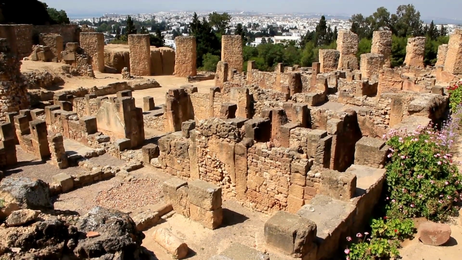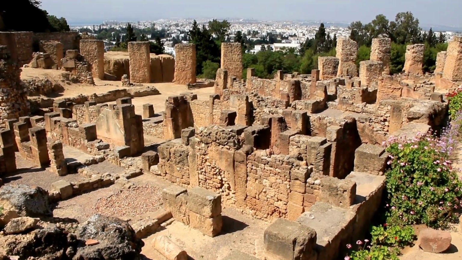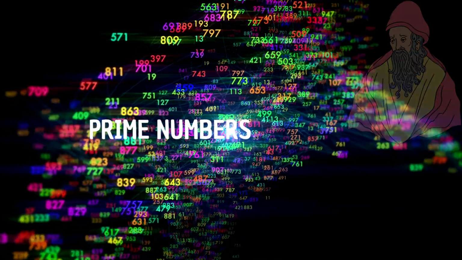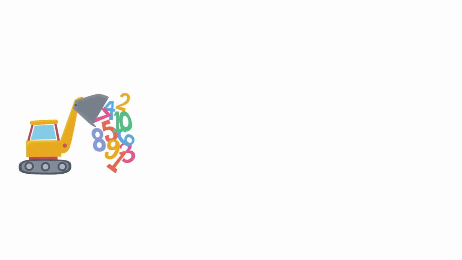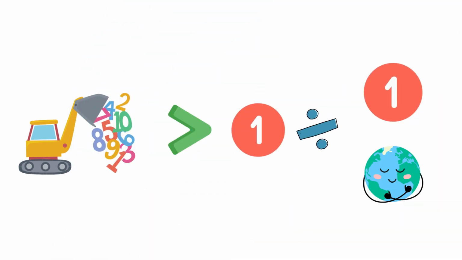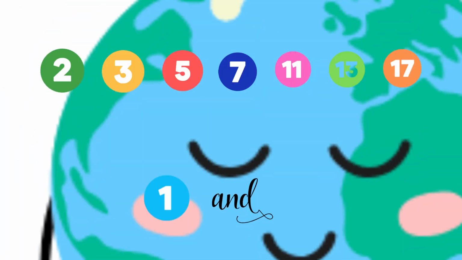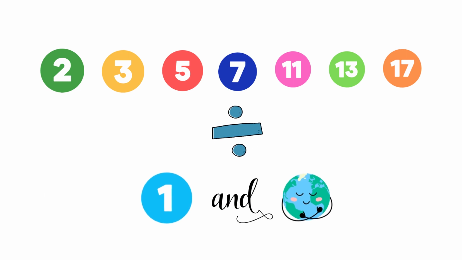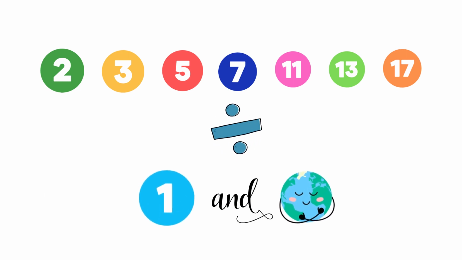Throughout history, humans have been intrigued by certain numbers. Among these numbers, prime numbers have always held a special place. Prime numbers are natural numbers greater than 1 that are only divisible by 1 and itself, and no other number can divide them evenly. Numbers like 2, 3, 5, 7, 11, 13, and 17 are examples of primes because they can only be divided evenly by 1 and themselves. No other numbers can divide them without leaving a remainder.